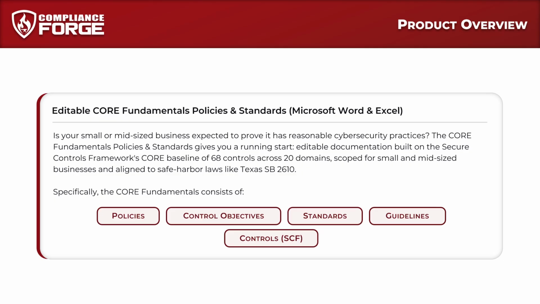It is built on the core baseline from the Secure Controls Framework, also known as the SCF. That is a tailored set of 68 controls across 20 domains, specifically designed for smaller organizations. The templates get you roughly 80 to 90% of the way there. The core fundamentals consists of policies, control objectives, standards, guidelines, and controls from the SCF.